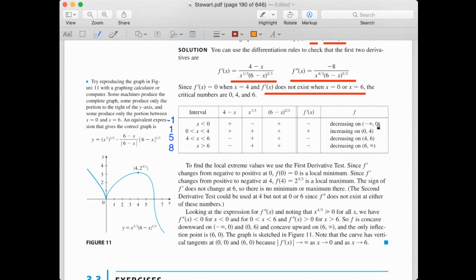f decreases from negative infinity up to 0. What happens at 0? The tangent line is vertical. So I have a vertical tangent line. Then from 0 to 4, the function increases. Then from 4 to 6, the function decreases. What happens at x equals 6? Another vertical tangent line.